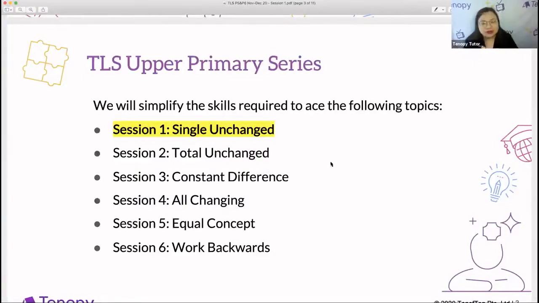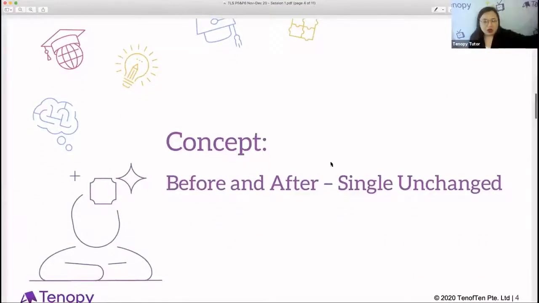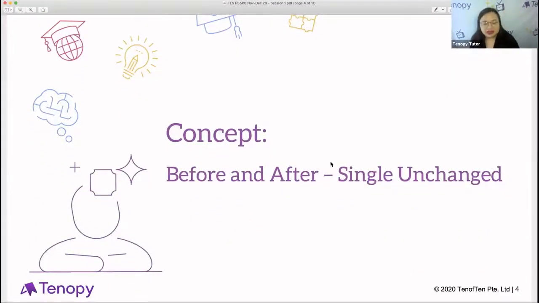Now, who can tell me what is single unchanged? Anyone can identify what falls under single unchanged? How do we classify it, or when I read a word problem, how do I know that this is asking me to calculate single unchanged? Are there any keywords that I should be looking out for? Any idea? I'm going to teach you how we can classify those questions, so when I read a question in my mind, I know which heuristic skill it matches to.